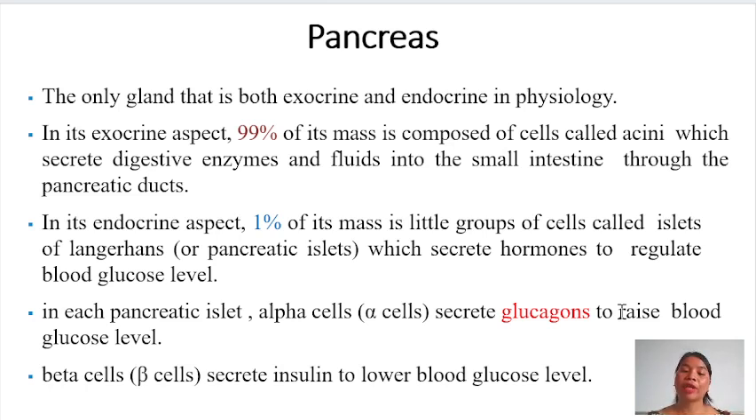In each pancreatic islet, alpha cells secrete glucagon to raise the blood glucose level, and the beta cells secrete insulin to lower the blood glucose level. So the pancreas is the only organ which is both endocrine and exocrine in nature. Endocrine, since it produces hormones such as glucagon and insulin, which regulate the blood glucose level, and exocrine, where it produces the digestive enzymes which help in the process of digestion.